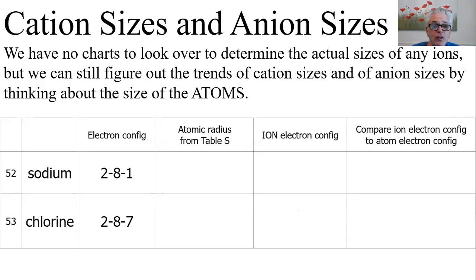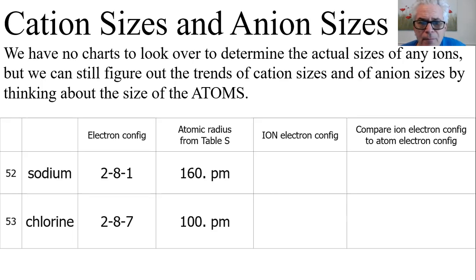So we're going to look at 52 and 53, sodium and then chlorine. Sodium on the periodic table has a 2-8-1 electron configuration, 3 orbitals. The radius from Table S, if we look it up, is there for both of these atoms, sodium and chlorine. Now listen, they both have three orbitals. Sodium's on the left, chlorine's on the right.